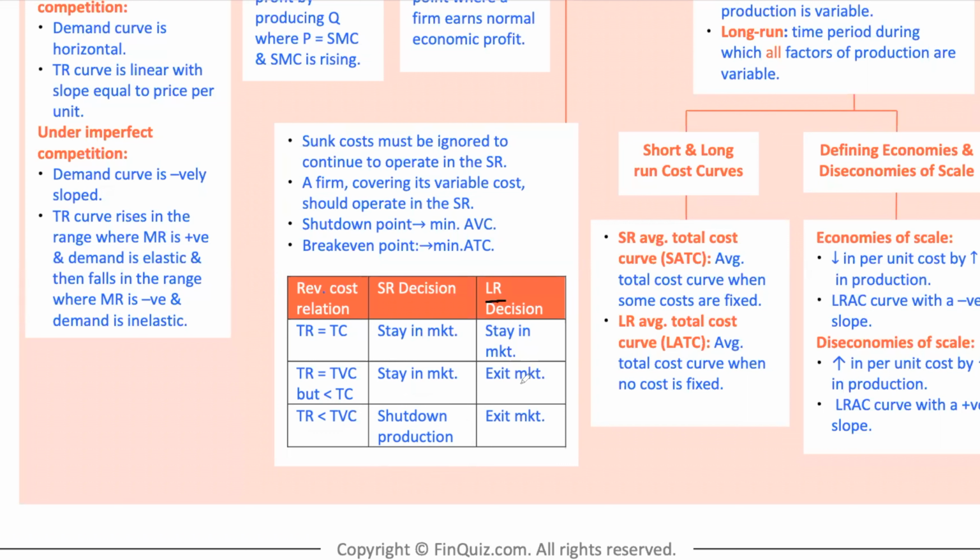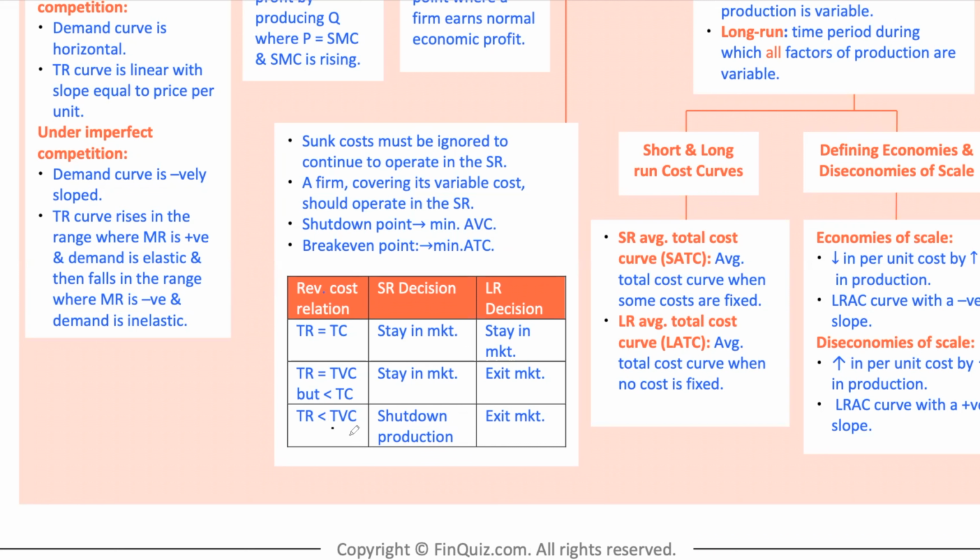In the long run, if the total revenue is not sufficient to cover both variable and fixed costs, the firm will exit the market. This is because in the long run, all costs are variable, and the firm cannot sustain losses indefinitely. Imagine a small bakery facing a sudden drop in demand due to a new competitor.